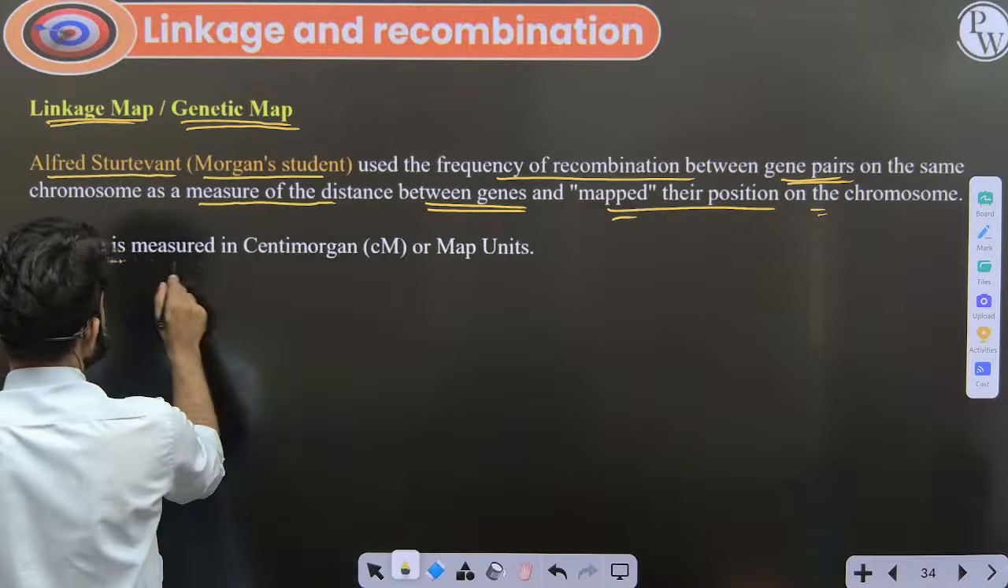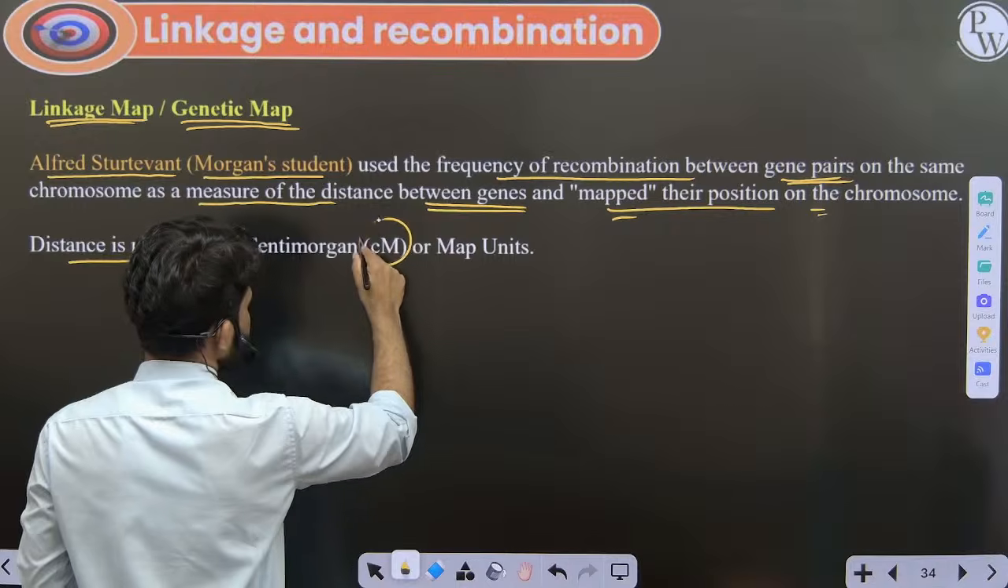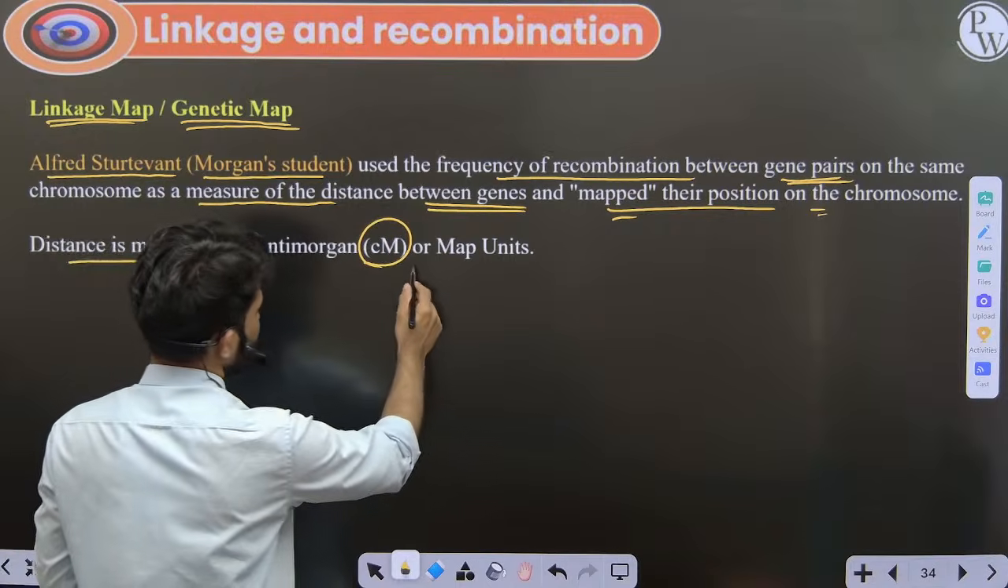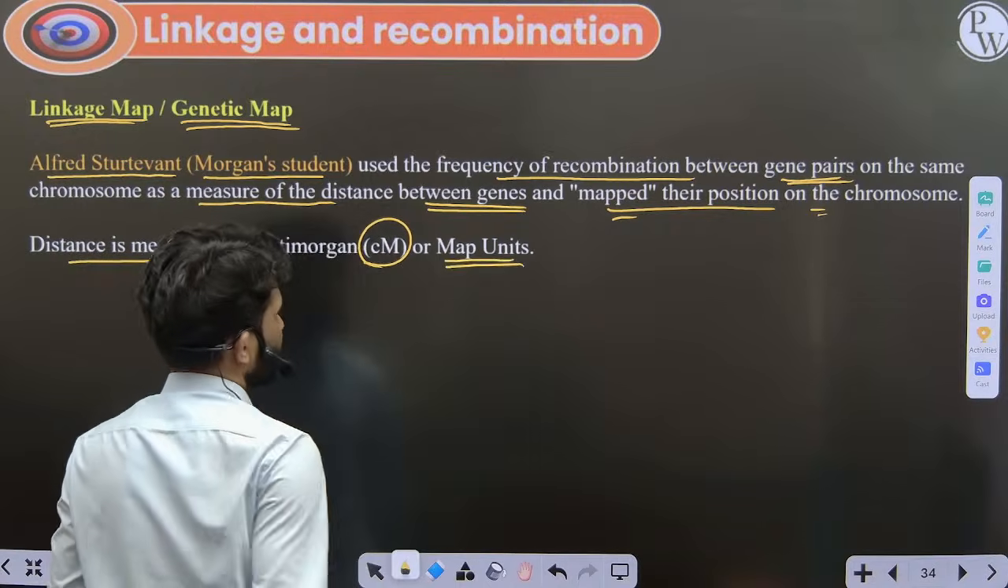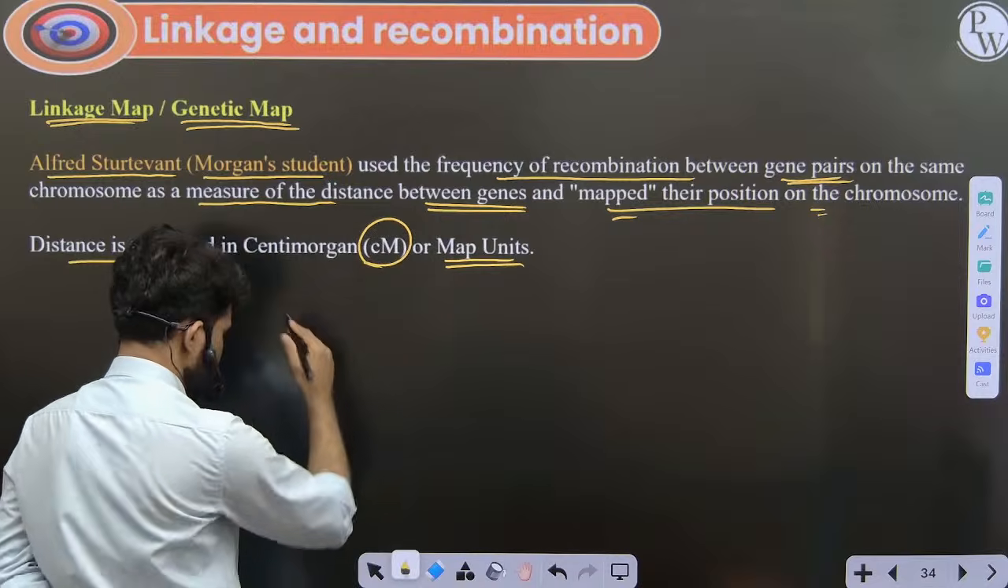That distance is measured in centimorgan, also called map unit.